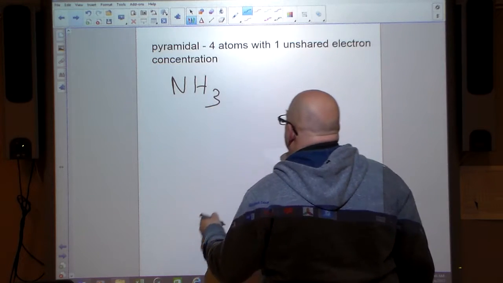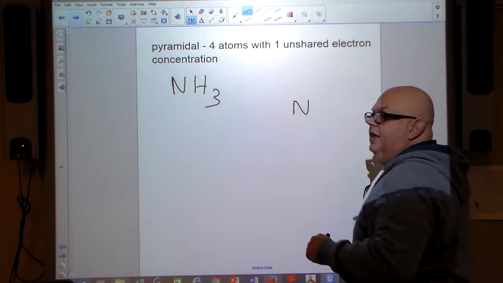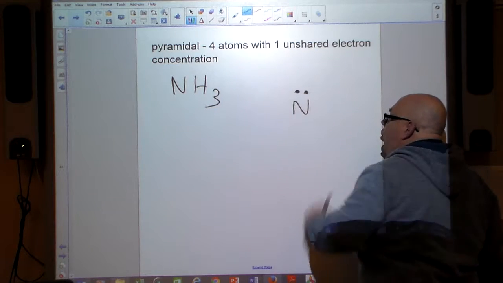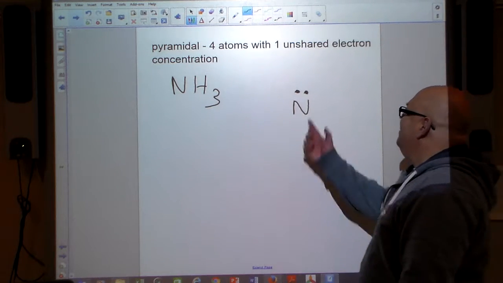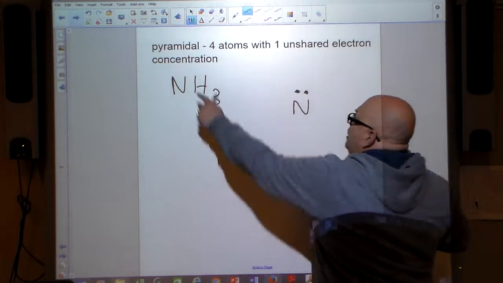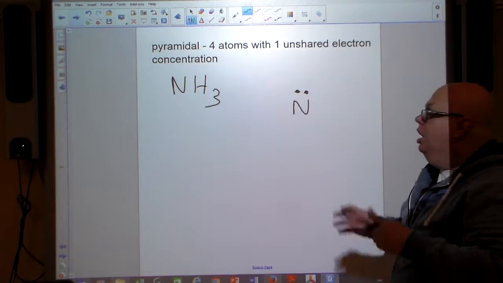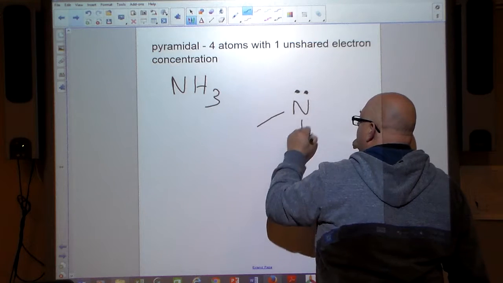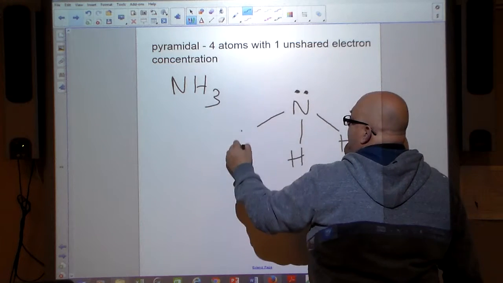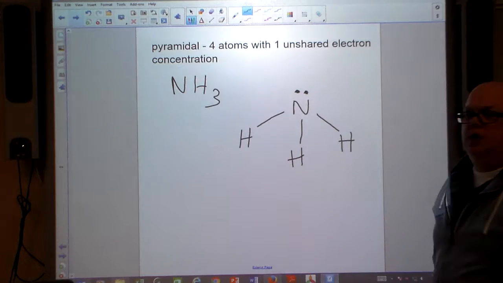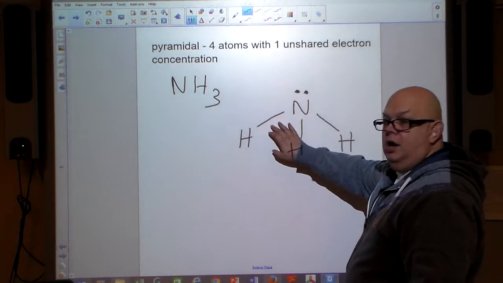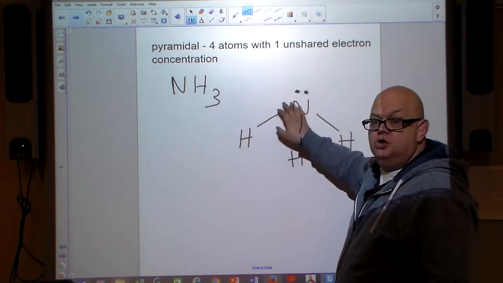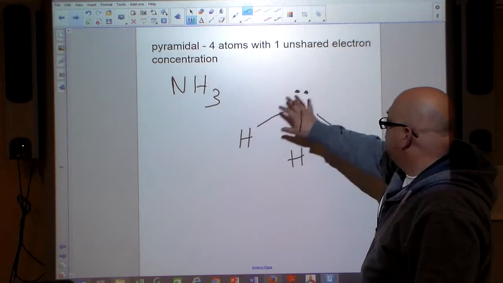So if you think about it, nitrogen has 5 electrons to it, okay, and you have 1 pair of unshared electrons. This is the unshared electron concentration right here. Unshared, that means it's not connected to another atom. And then here we have the bonding electron concentrations that are there. Again, bonding electron concentration means we have electrons here that are involved in connecting our hydrogen to our nitrogen. So this is what's going on.